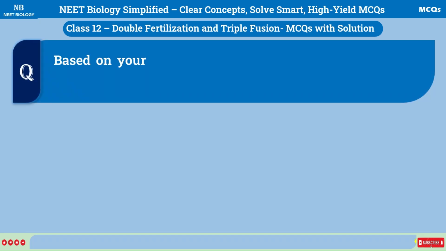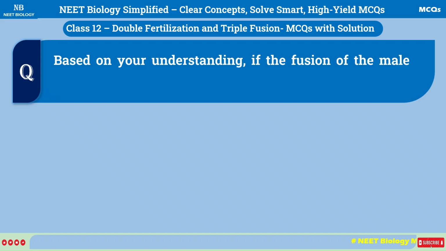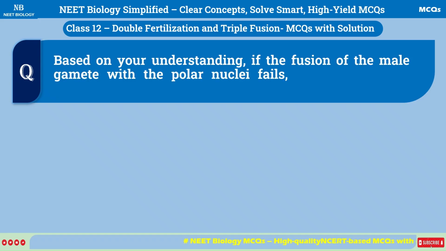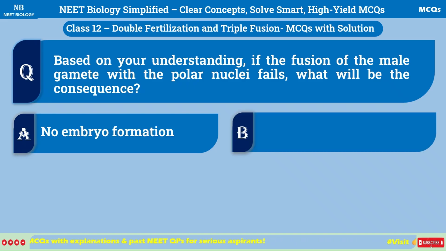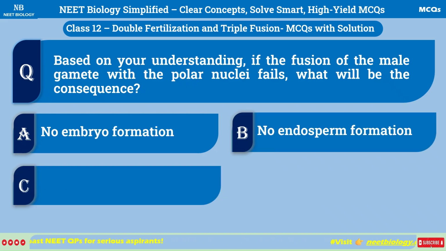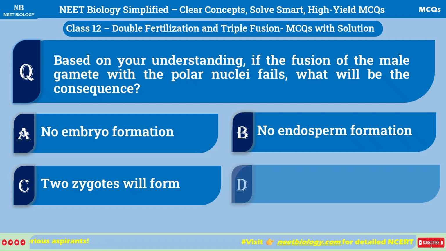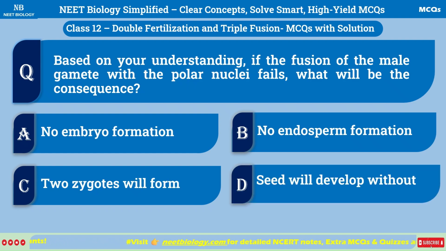Based on your understanding, if the fusion of the male gamete with the polar nuclei fails, what will be the consequence? A. No embryo formation. B. No endosperm formation. C. Two zygotes will form. D. Seed will develop without fertilization.